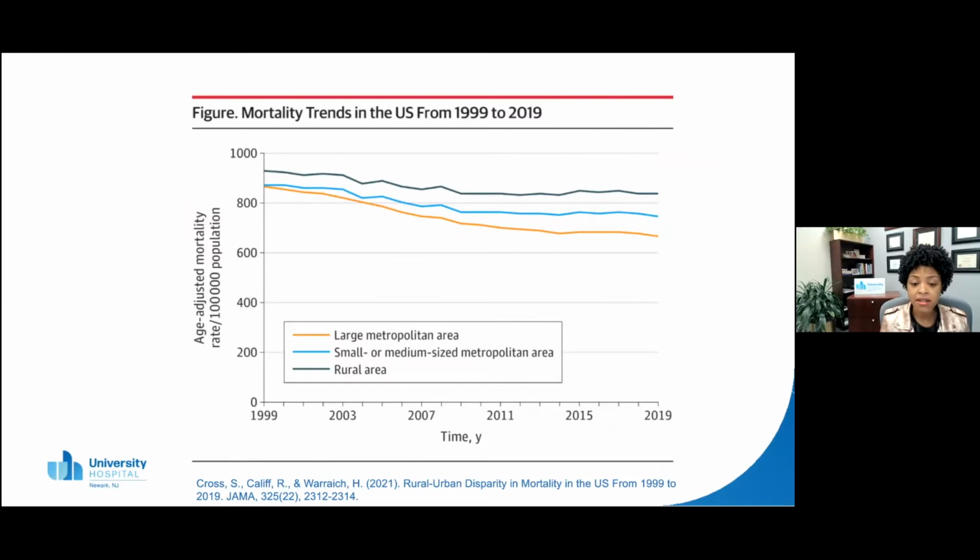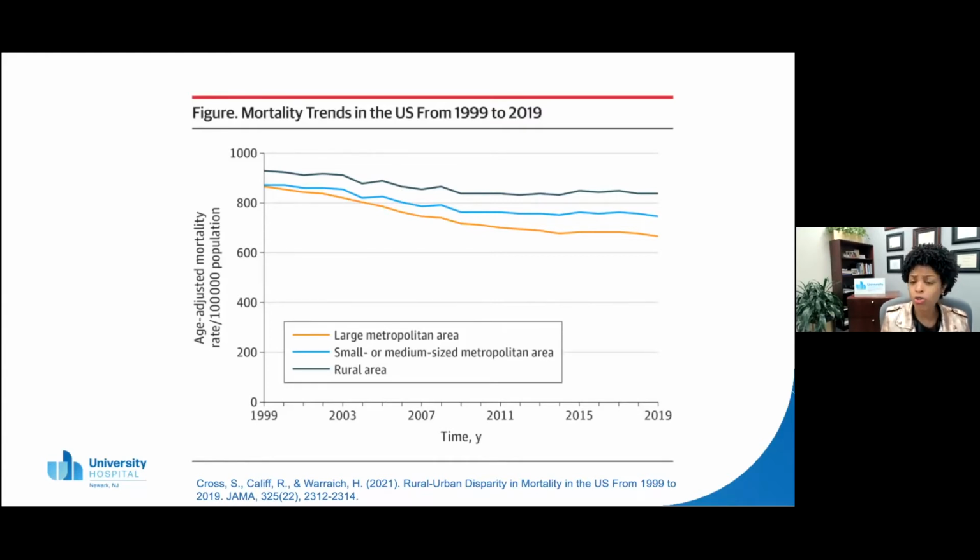Okay, we see that, yes, there has been an improvement in age-adjusted mortality for metropolitan areas, for small and medium-sized metropolitan areas, and for rural areas. But I think the more compelling thing to note here is that the actual disparity between large metropolitan areas and rural areas has grown. It has grown across 1999 to 2019.